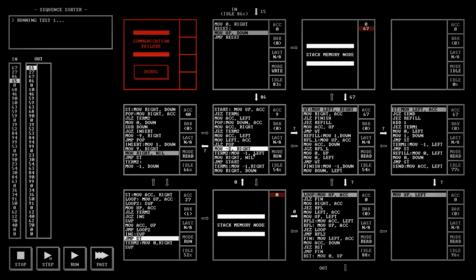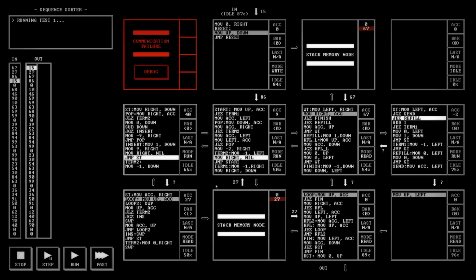Term 2, move -1 left, move right nil, jump start. You just want to move right down. I think I can get rid of an instruction here. Yeah, I'm pretty sure I can eliminate this and this. No more waiting there, because you'll be waiting for this anyway. You're jumping back to start. Okay, cool. So I can move my insert down to there to save an instruction, but not a cycle.